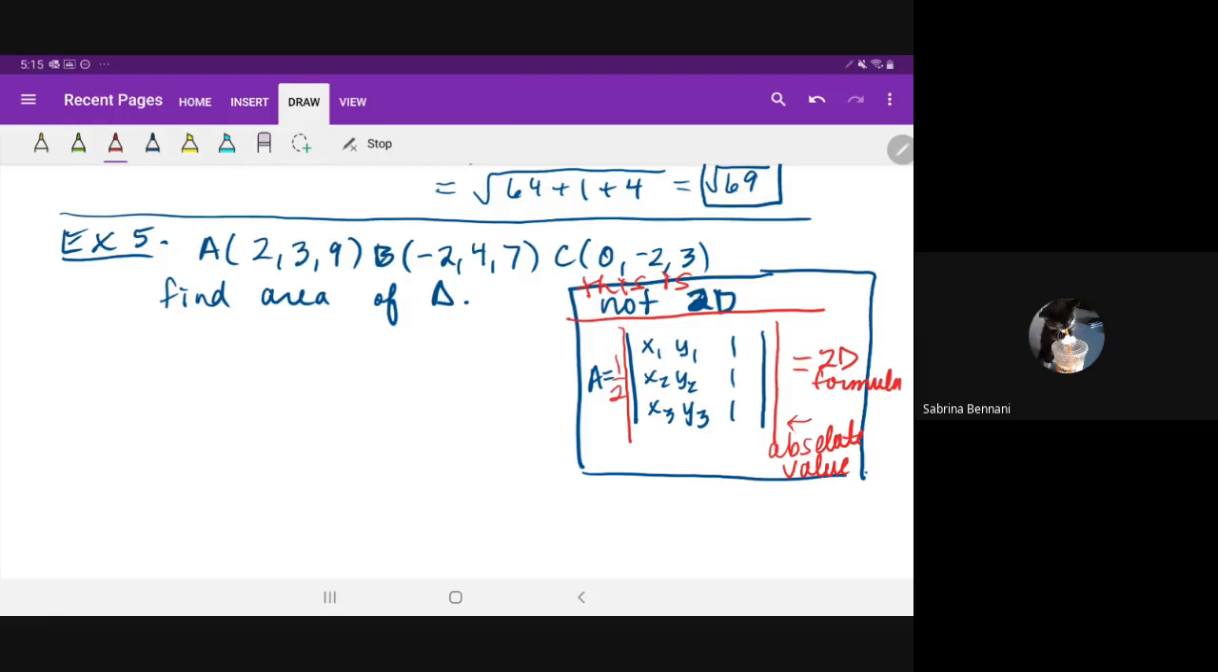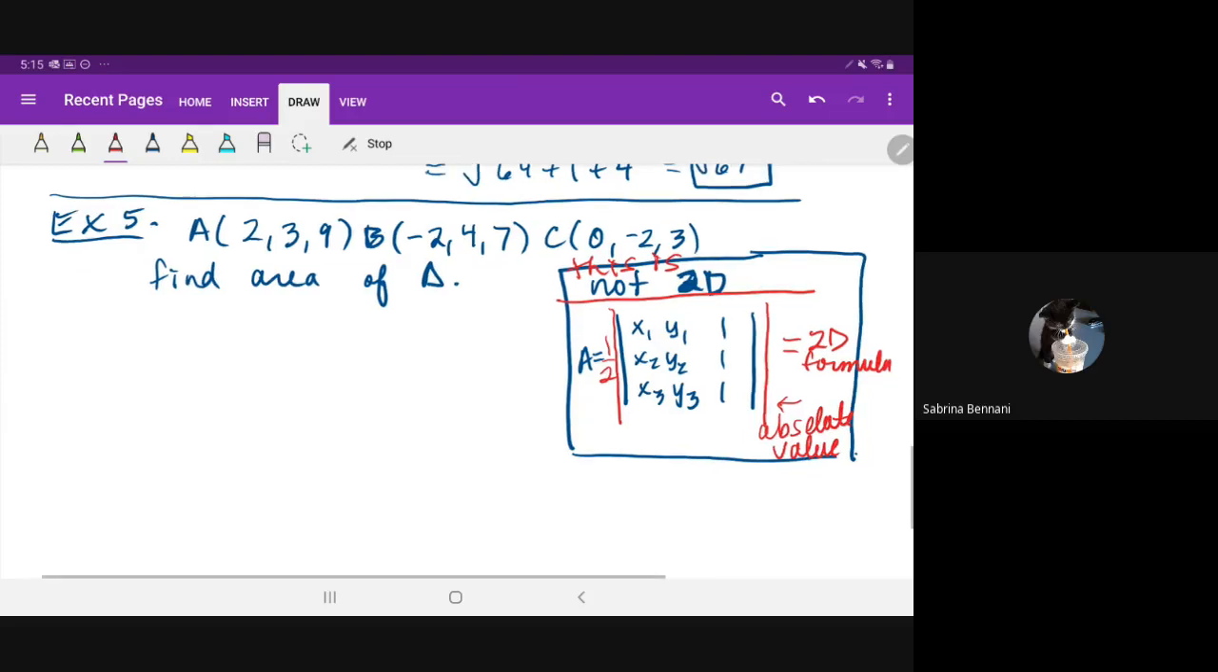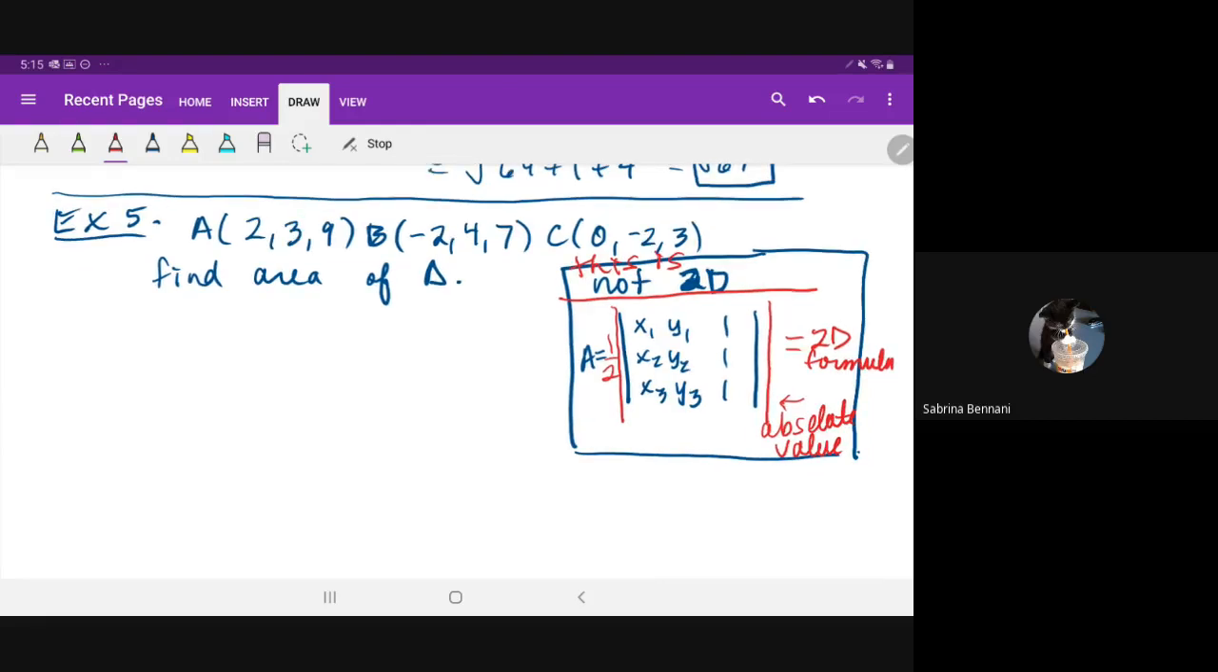Okay, so for this one, anybody have an idea of how we're going to find the area not using the 2D formula? The 2D formula is completely irrelevant. It's not going to work, not even with a modification. You're not going to be able to throw in x, y, z, x, y, z, x, y, z. Actually, that turns out to be volume, but not of points.